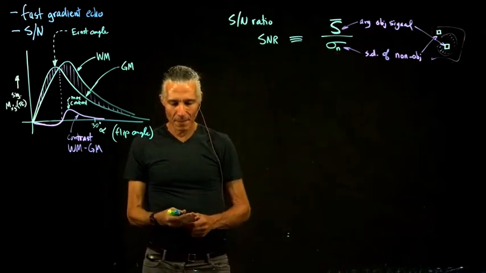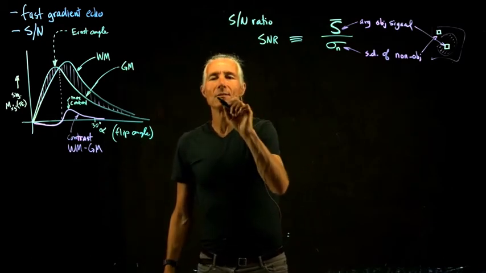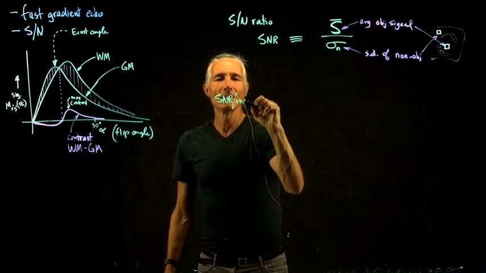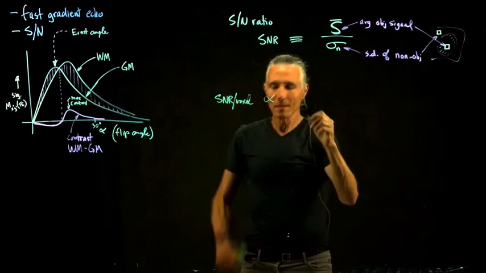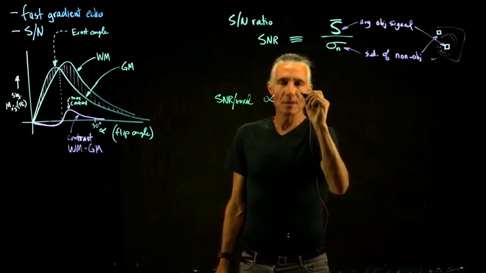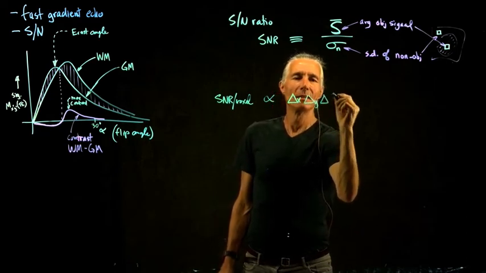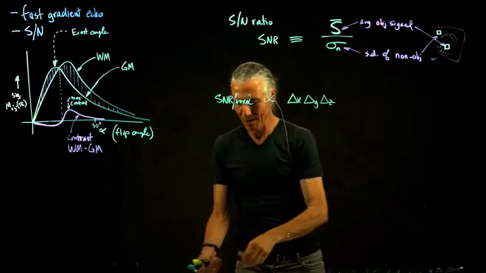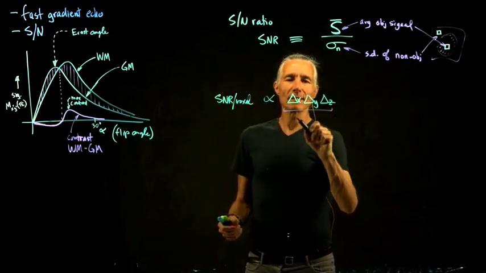And so what controls that? Here's the signal to noise ratio per voxel. It is proportional to, first, the voxel size. It turns out the voxel size is just overwhelmingly important. Most people who use MRI don't realize how important this is. So this is the voxel size.